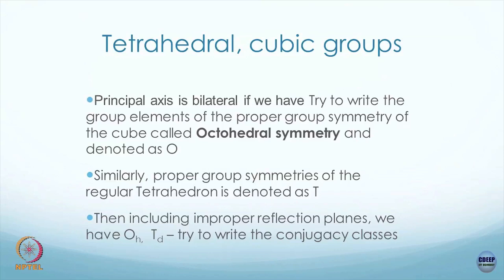And similarly, proper symmetry means only rotational symmetry. Improper will involve reflection, inversion, all those combinations. So, a regular tetrahedron, the methane molecule, has a similar symmetry, and you denote it in the point group literature by a capital T. Capital T is the tetrahedral symmetry. And then you can add improper reflection planes, and you have O subscript H, T subscript D. D is because you can generate diagonal mirrors.